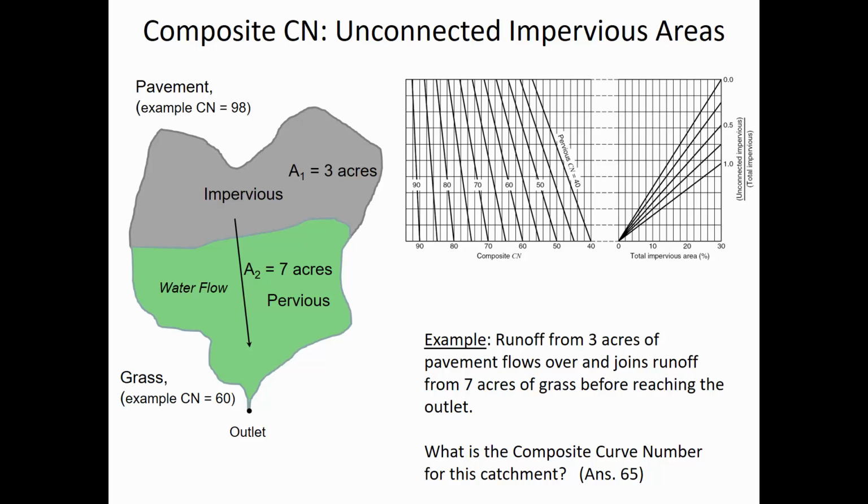Okay, and why does that matter? The impervious area is at the top of the watershed, why does it matter? Is this going to change the overall weighted curve number? There's going to be more water going into the pervious area.